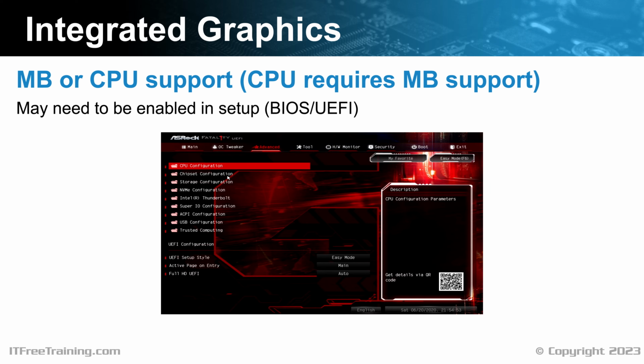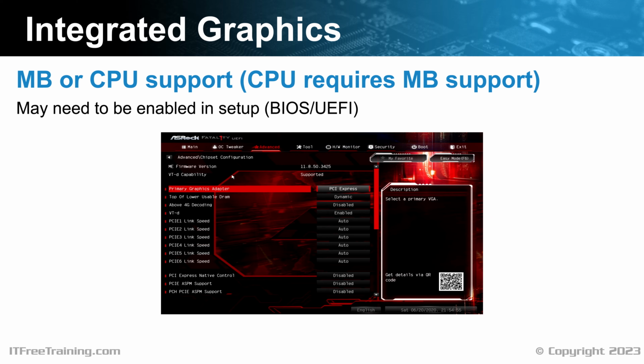When there is an integrated graphics adapter and a dedicated graphics card installed in the same computer, your setup may have an option to determine which one will be the primary graphics adapter. In this case, you can see the option is Primary Graphics Adapter. When this option is selected, it can be configured for onboard or PCI Express.